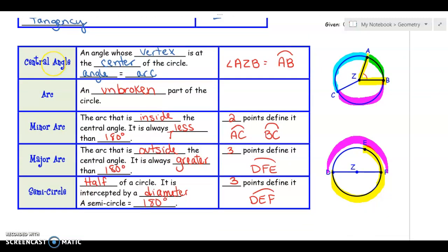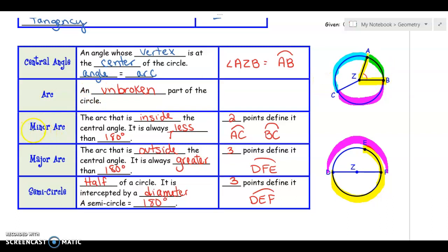A central angle is an angle whose vertex is the center of the circle. So like this angle here, AZB, that's a central angle. When you have a central angle where the vertex is the center, the angle will equal the arc. So this angle, AZB here, will equal this green arc. And arcs are noted with this arching symbol here, arc AB. An arc is just any kind of unbroken part of the circle. So arc AB would be an example of an arc.